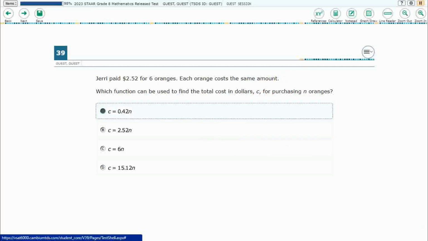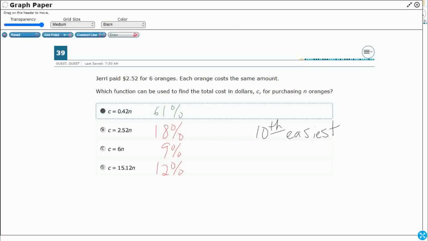Let's see how we did across the state of Texas. As you can imagine, this was on the easier side. This was tied for the 10th easiest. We had 61% of our students get it correct. We had some students pick this B, which really is just taking your total and using that as the unit rate, which obviously is not the unit rate. And if you wanted to multiply the two, the 252 times the 6, you would get your 1512. So we don't need to multiply them.